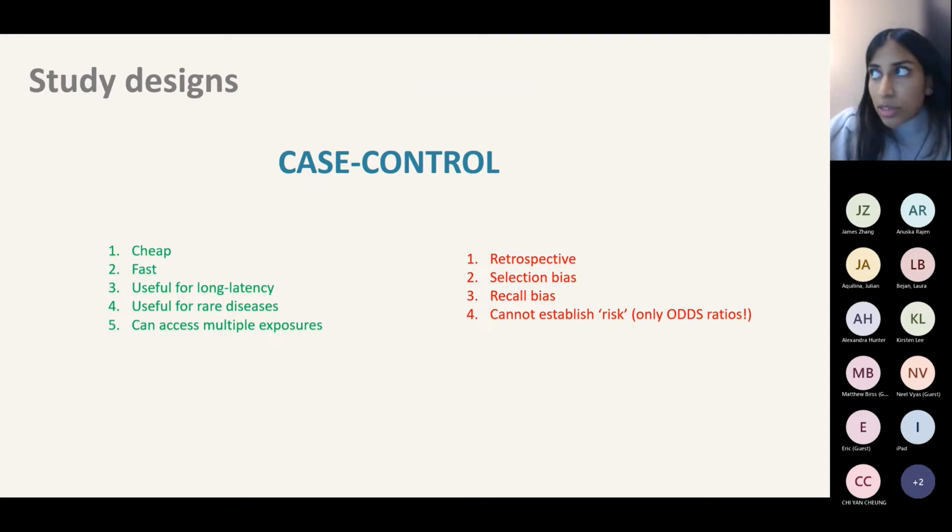So like I said, with the case control, we generate an odds ratio. But luckily for rare diseases, odds ratios will be very similar to relative risk. They can be approximated, basically.